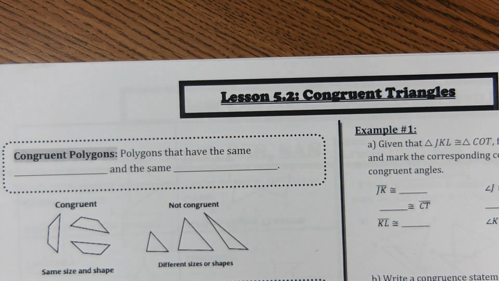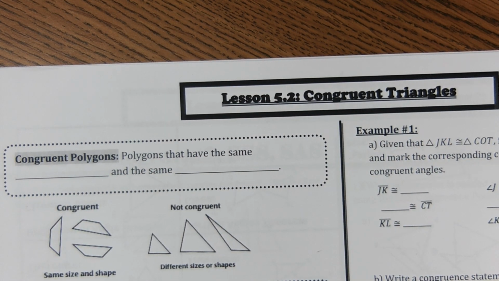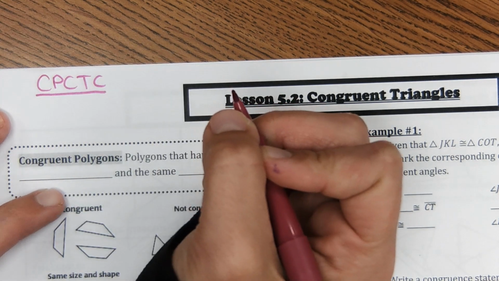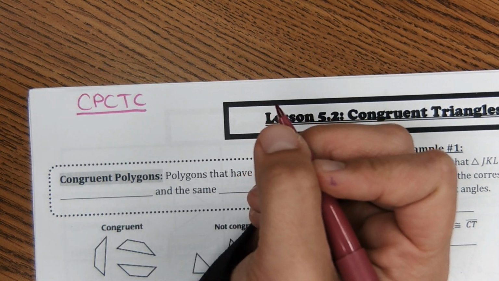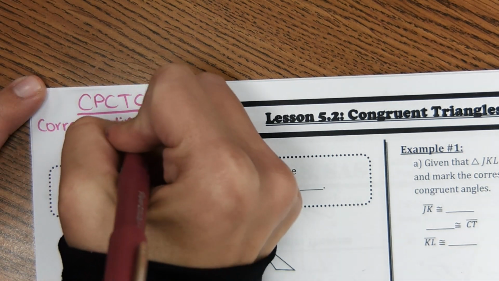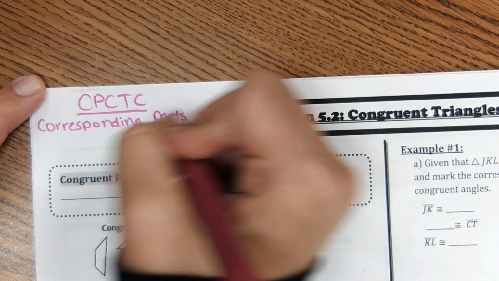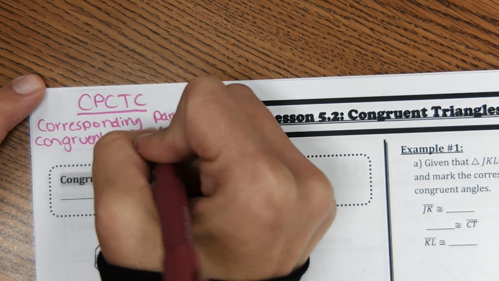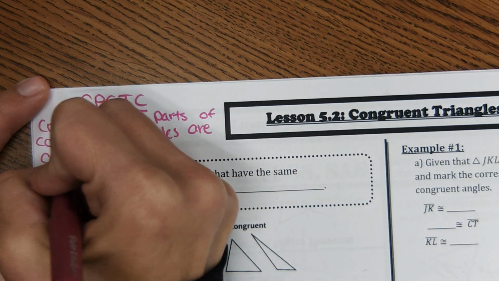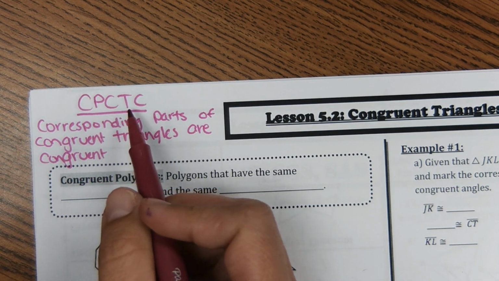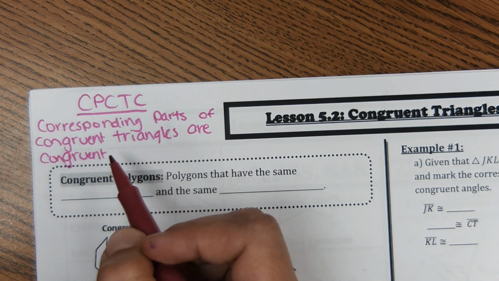So this lesson's all about congruent triangles. One of the big theorems and concepts that comes up with this is abbreviated CPCTC, and you're going to see this abbreviation a lot. What that stands for is corresponding parts of congruent triangles are congruent. So instead of having to write out this whole statement, it's abbreviated as CPCTC. Corresponding parts of congruent triangles are congruent.